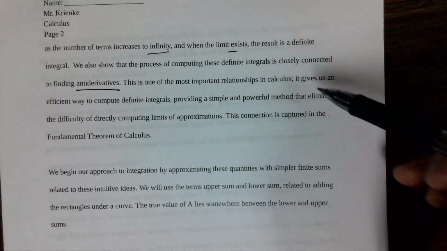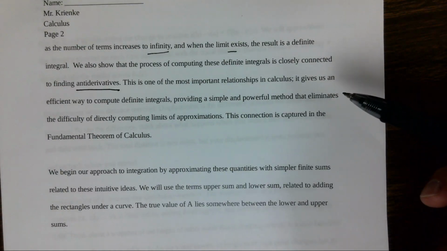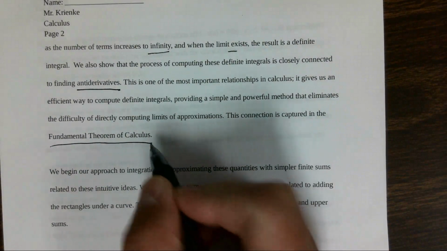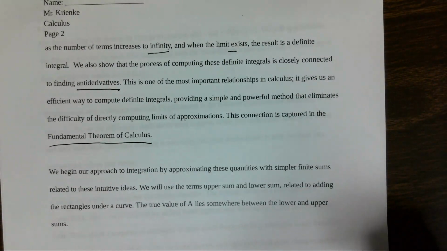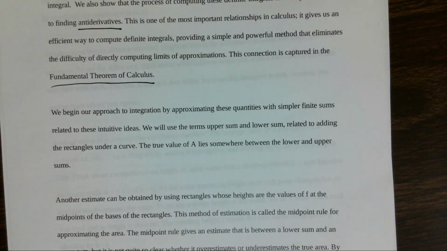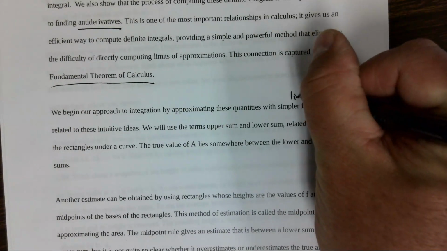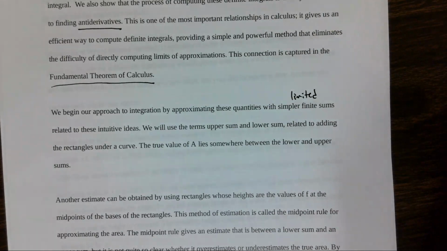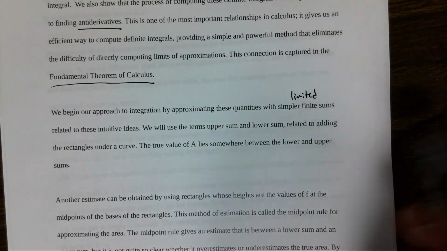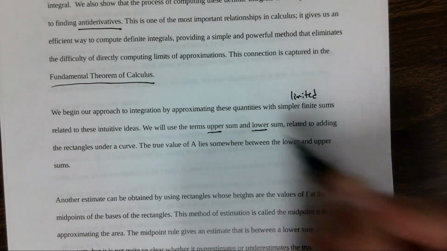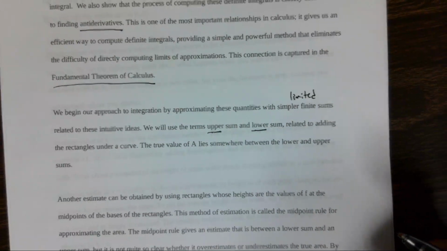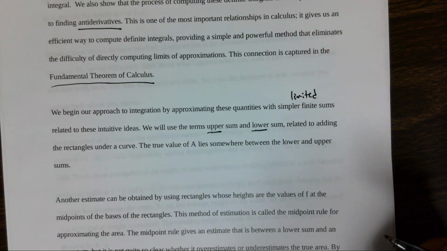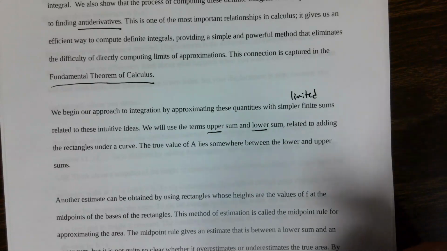Okay, so where were we? It's called the fundamental theorem of calculus when you're doing your antiderivatives and integrals. We begin our approach by approximating these with simpler, finite, or limited sums related to these ideas. We use the terms upper sum and lower sum, related to adding areas under a curve. The true value lies somewhere between them.